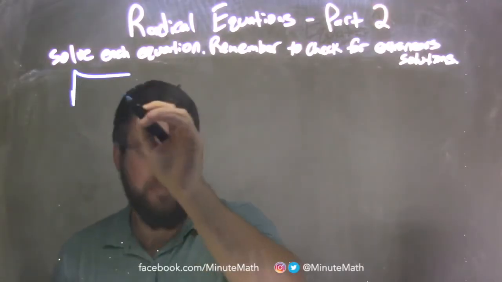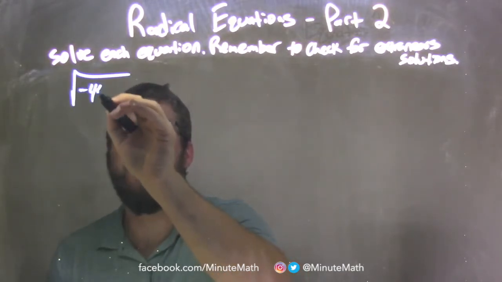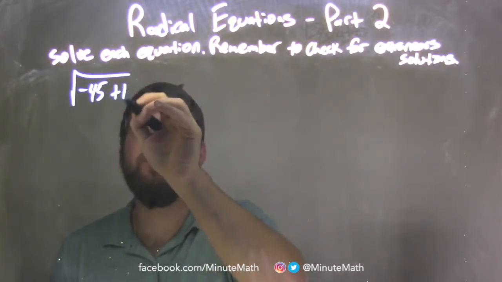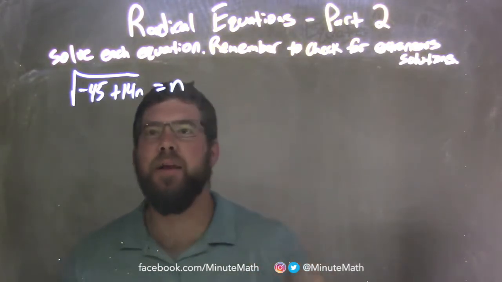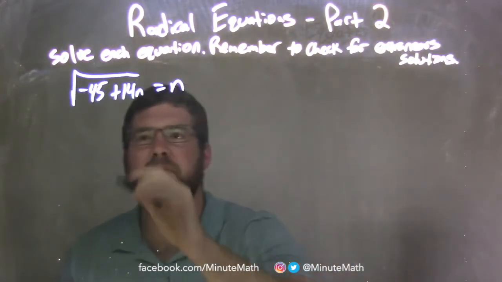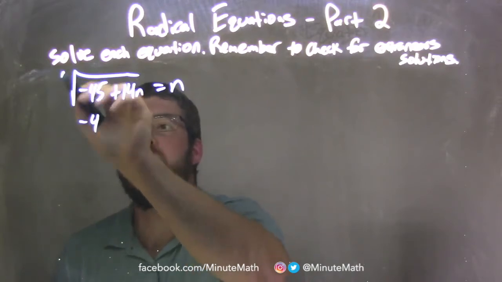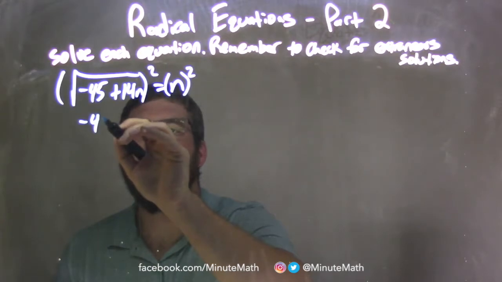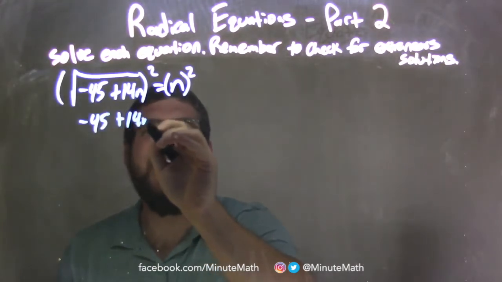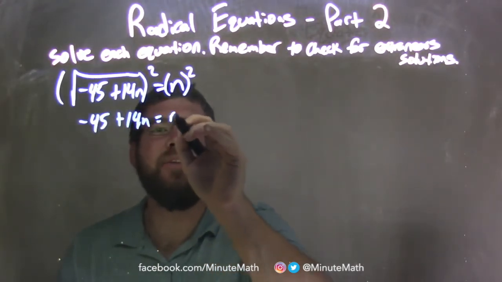Square root of negative 45 plus 14n equals n. First step, we've got to square both sides. The result would be negative 45 plus 14n equals n squared.